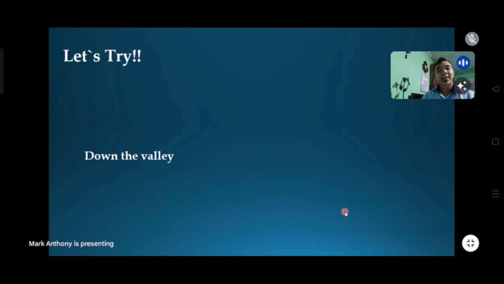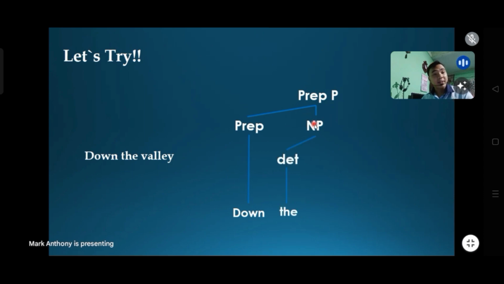And now that it seems you are through writing your phrase structure tree, here we have the prepositional phrase in which it is divided into its subconstituent, the preposition itself, a noun phrase in which it will be divided again into its subconstituents, which are the determiner, and the valley, which is the noun. So reading it in its linear order, we have down the valley.